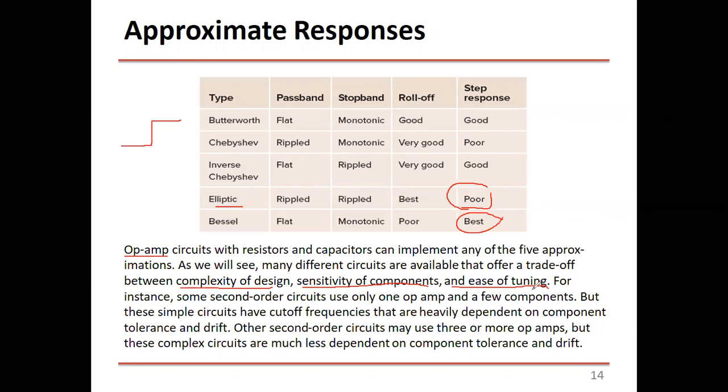Is the circuit complex? Does it have many components, many operational amplifiers, or just 1 or 2? Second, the sensitivity of the components. If you design the circuit to be tuned at a certain frequency, and you go and buy the resistor and the design says 1 kilo ohm, and you find it 1.1 or 1.01, how much will this error in the component affect the frequency of the filter?